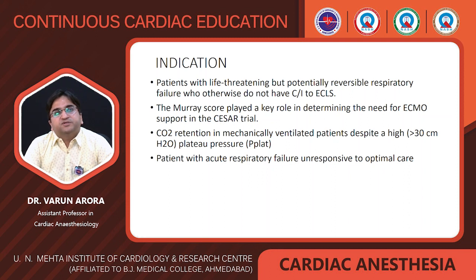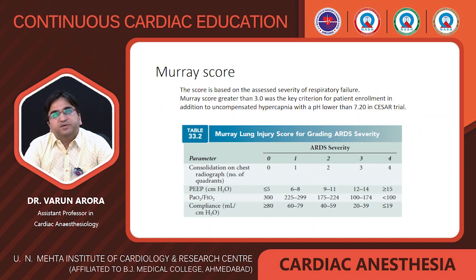Now coming to the indications: patients with life-threatening but potentially reversible respiratory failure who otherwise do not have contraindications to extracorporeal life support. The Murray score played a key role in determining the need for ECMO support in the CESAR trial. Other indications are CO2 retention in mechanically ventilated patients despite a high plateau pressure, and patients with acute respiratory failure who are unresponsive to optimum care.